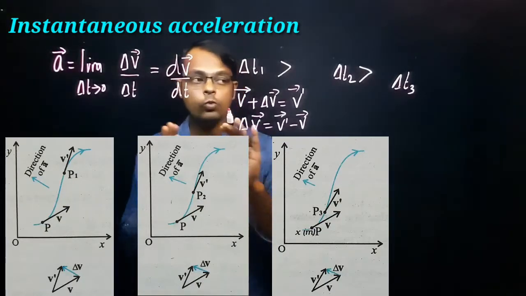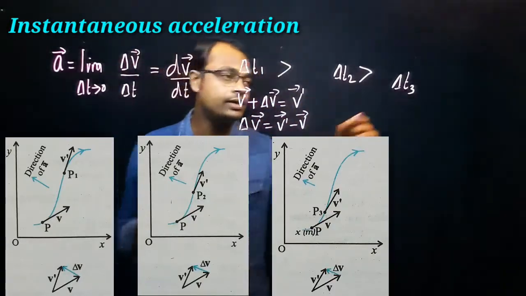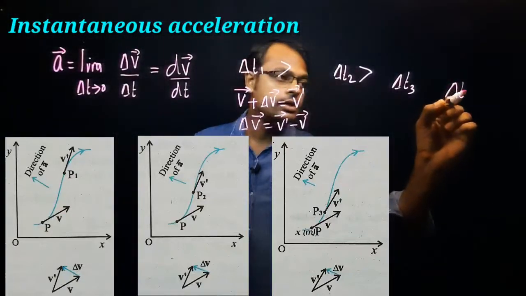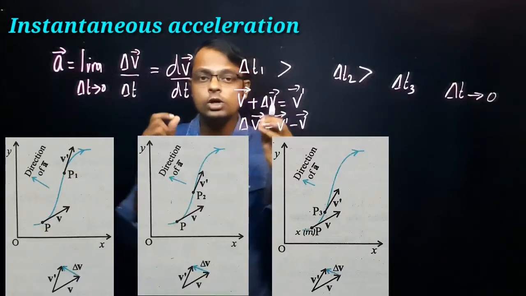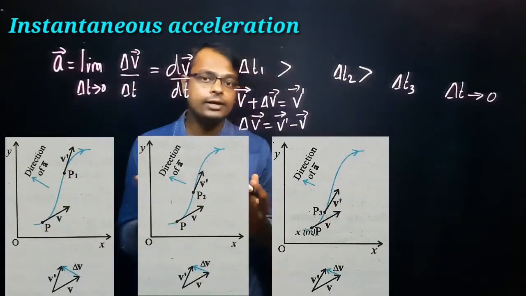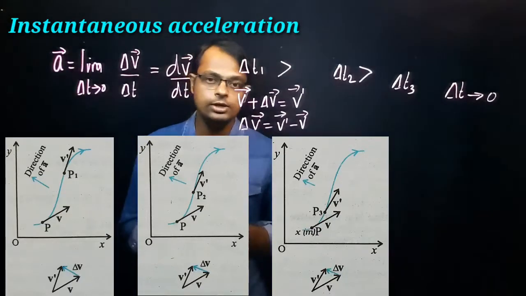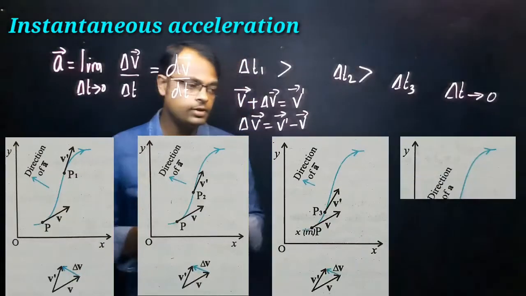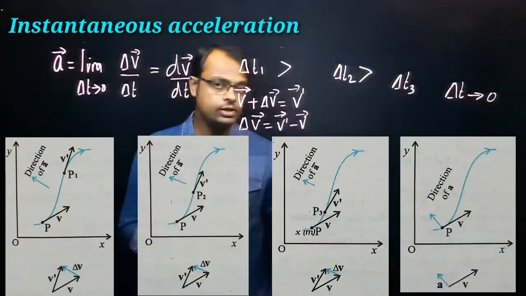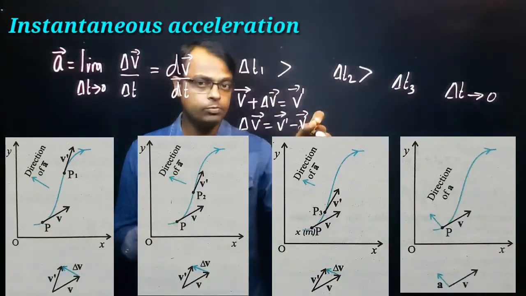Is that clear? Now what we are doing here, we are reducing the time interval in such a way that we are taking delta t tends to 0. That means the time interval is too small. Time interval is very small, and at that time how can we find the direction of average acceleration? To explain that, let's see the last picture you can see here. In the last picture, the time interval is reducing and it tends to 0. So we are getting at one particular point, the point P shown here.